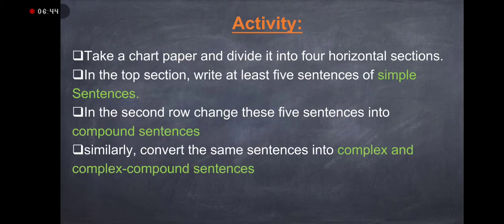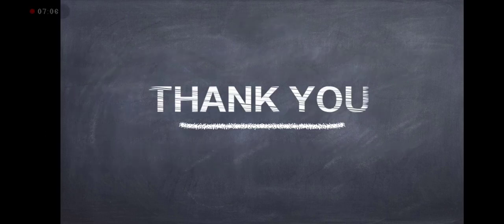Now here is the written task or activity for you. First of all, you have to take a chart paper and divide it into 4 horizontal sections. In the top section, write at least 5 simple sentences. Then, in the second row, change these 5 sentences into compound sentences. And similarly, convert the same sentences into complex and compound complex sentences.